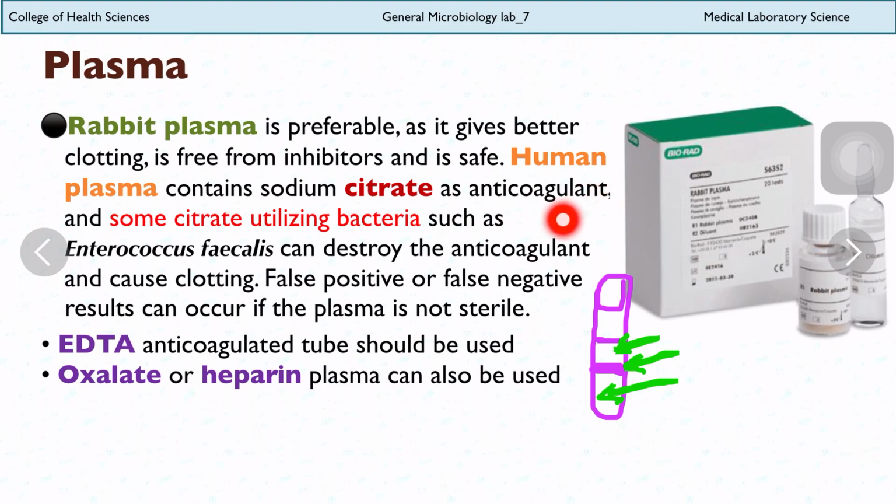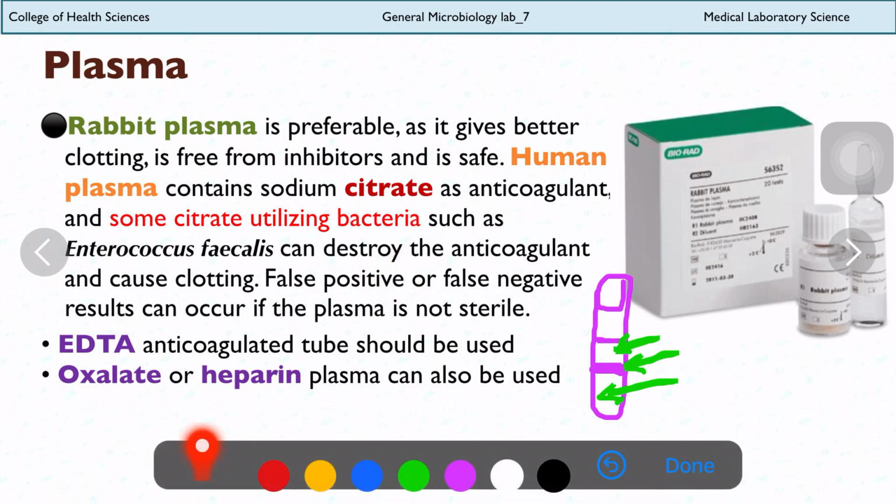So be careful if you use a test tube with citrate, and if you have a contamination of some kind of bacterial cell outside of your original sample, for example Enterococcus faecalis, this kind of microorganism can utilize citrate, and if there is no citrate, the blood will clot and you'll get a false positive result. So be careful about this. If you have some kind of contamination, you may get a false positive result.